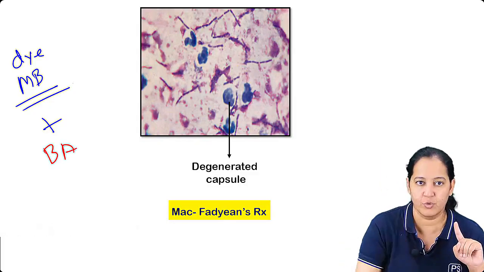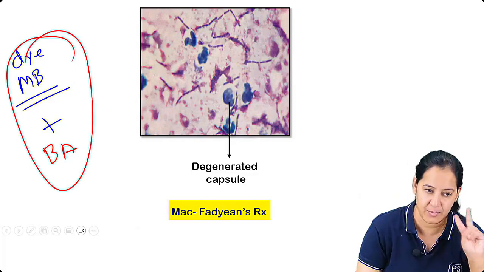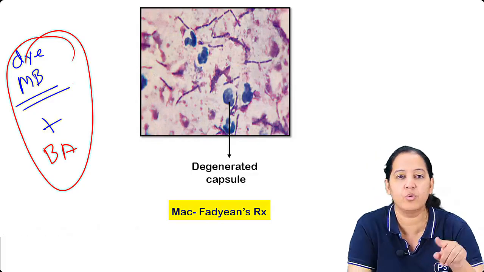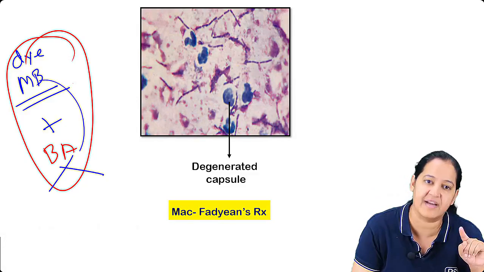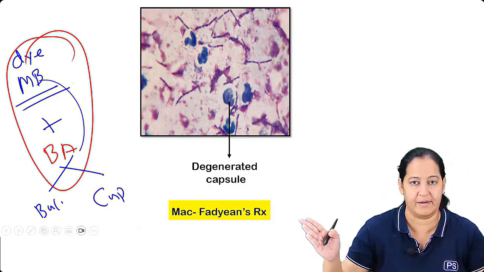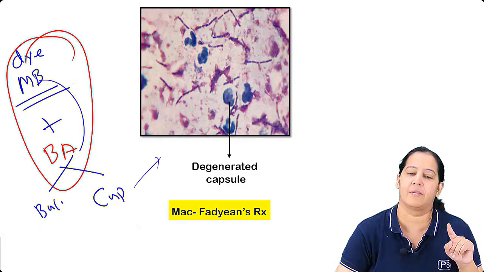When you mix the two, methylene blue with Bacillus anthracis, please understand, what does methylene blue do? Methylene blue separates the bacteria and the capsule of the bacteria. It will separate the two. See the diagram. Make a smear. See the diagram. Where is the bacteria?